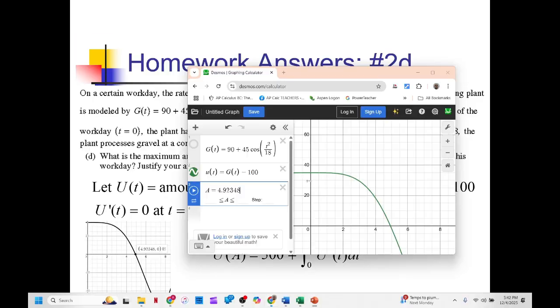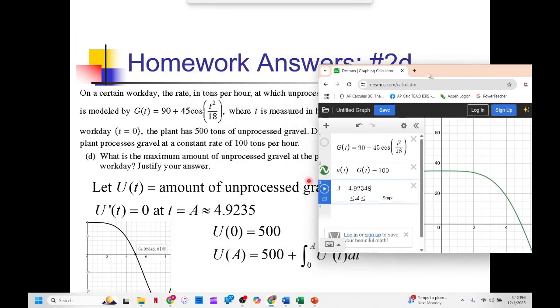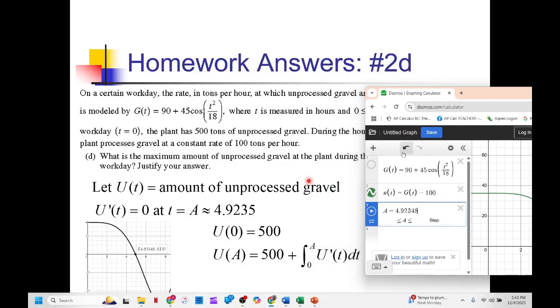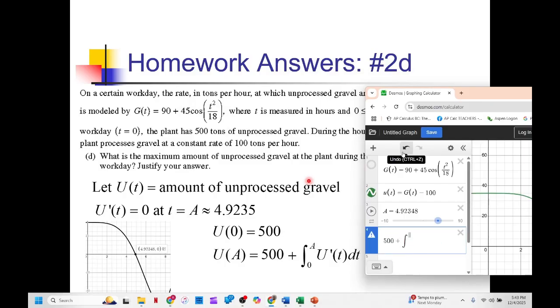So let me go back to the calculator to actually do this, and let me move this so I can actually see what I'm doing now. So let me do 500 plus integral, from 0 to a of u, little u is what I called my u prime, little u of t dt. And that's about 635.376.